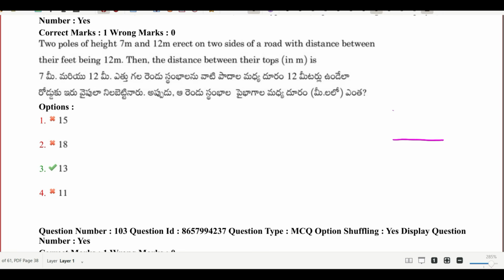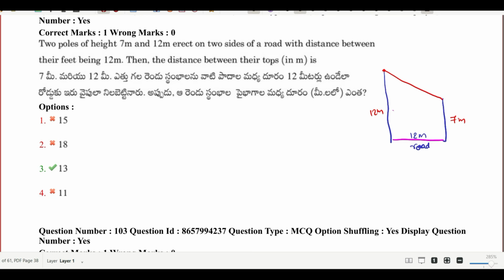Two poles are erected on the two sides of this road. Suppose this is a road of 12 meters, and on both sides two poles are erected. One pole is of 7 meters and the other pole is of 12 meters. Take this pole as 7 meters and this as 12 meters. We are asked to find the distance between their tops, that means this red color line distance that we need to find.